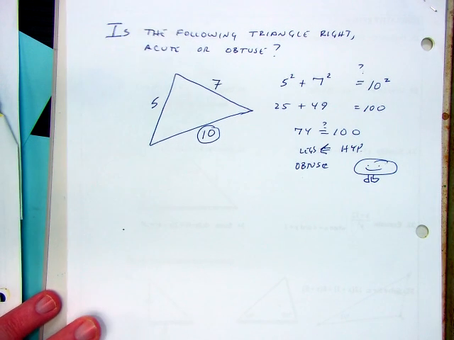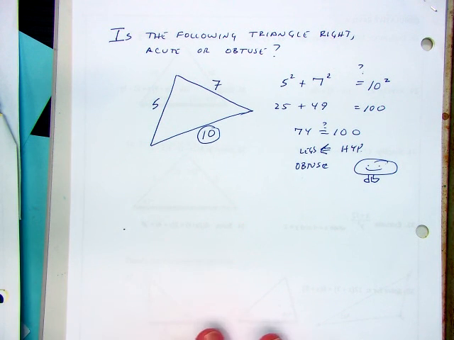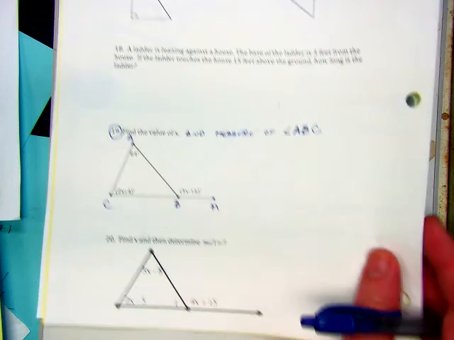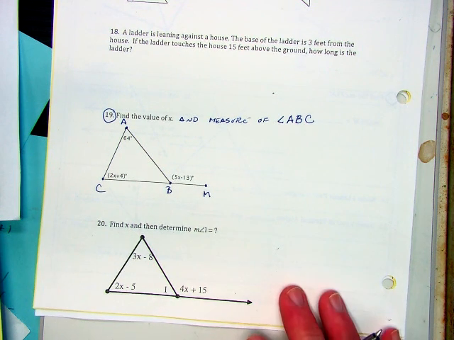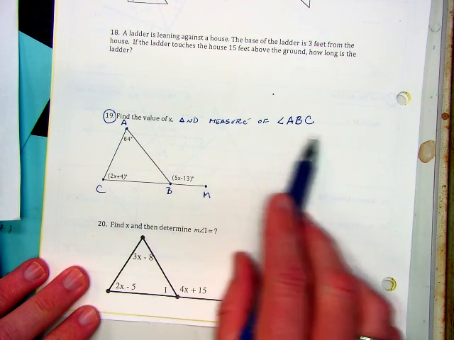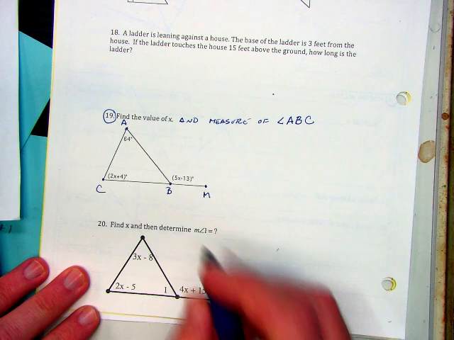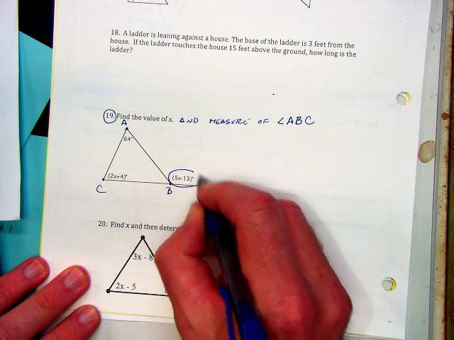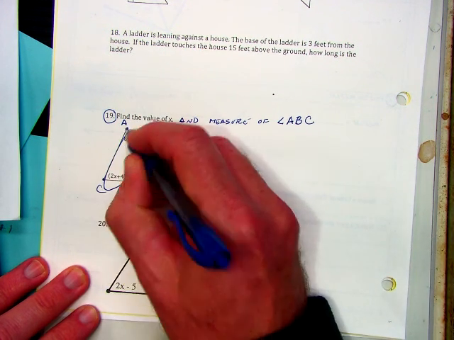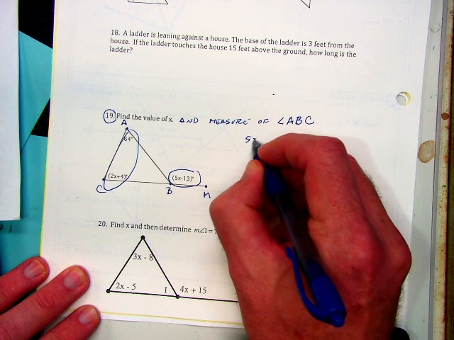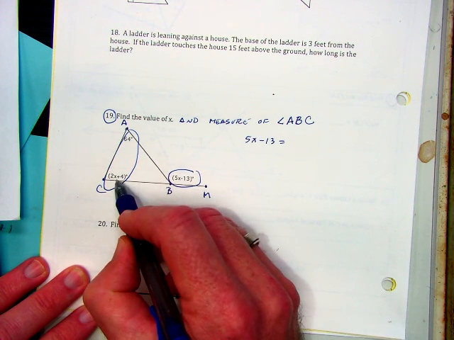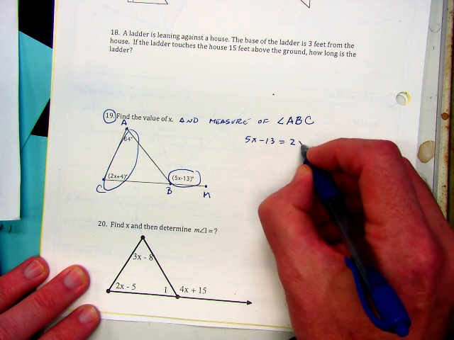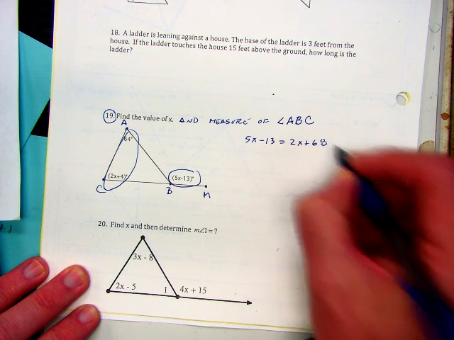All right, so a couple others in the packet I did not get through that I wanted to would be number 19. Number 19 said find the value of x and the measure of ABC. And if we remember, the exterior angle is equal to the sum of these two. So I'm going to do 5x minus 13 is equal to the sum of these two. If I add them together, I get 2x plus 68. That's what I have to solve to find x.